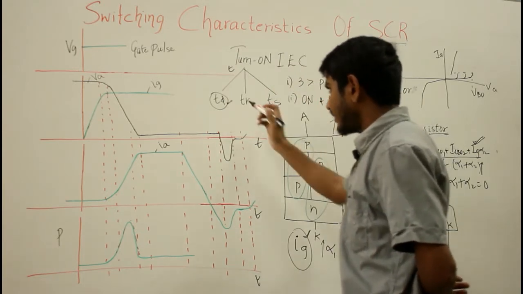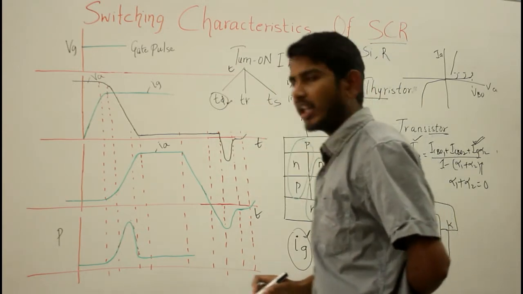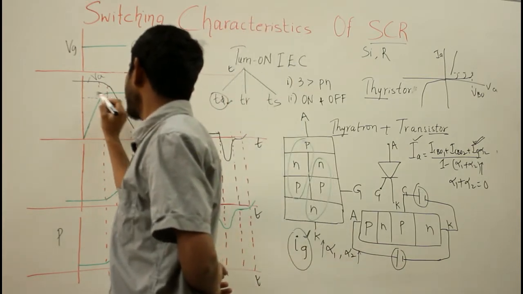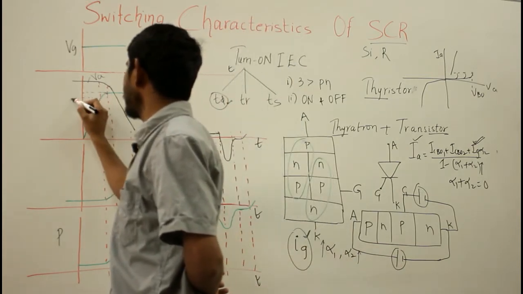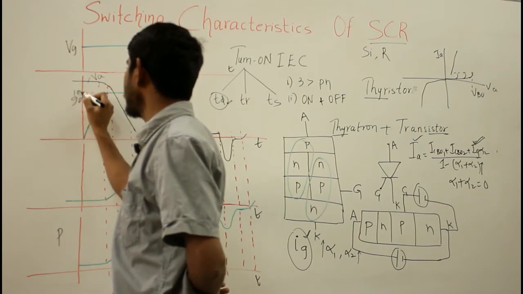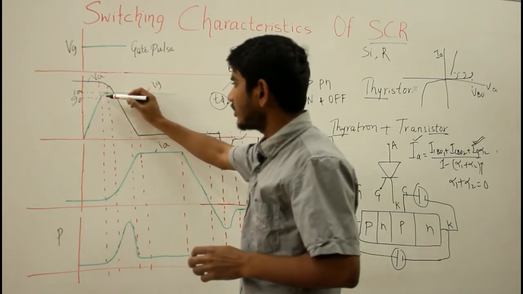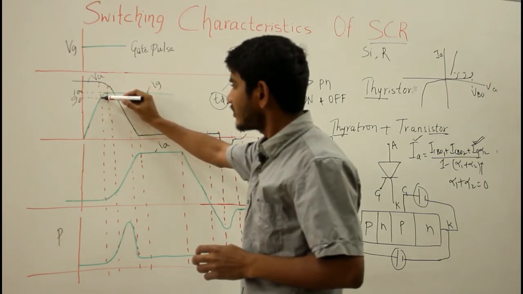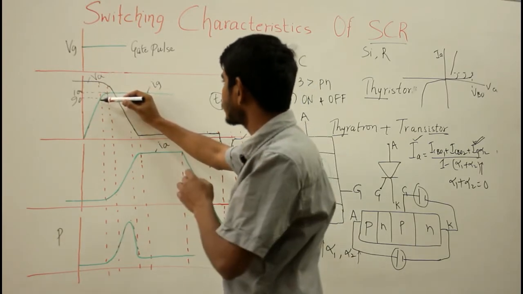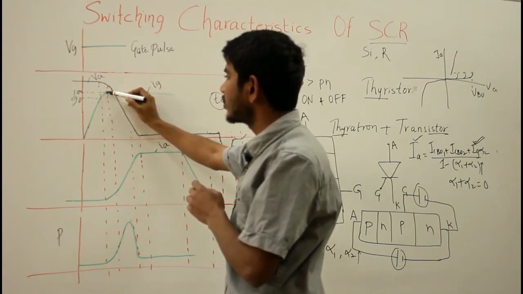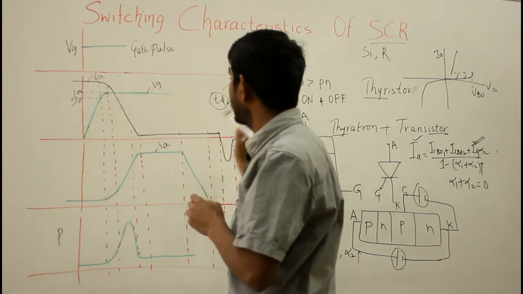So the delay time is defined as the time taken for the gate signal to reach 100% from 90%. So this is your 90% and this is your 100%. So the time taken for the gate current or gate pulse to move from 90% to 100%, this time interval is your delay time.